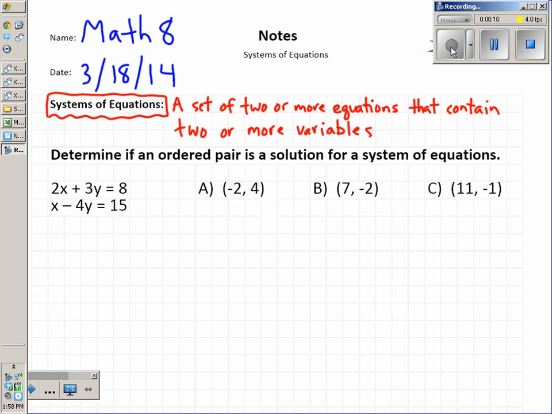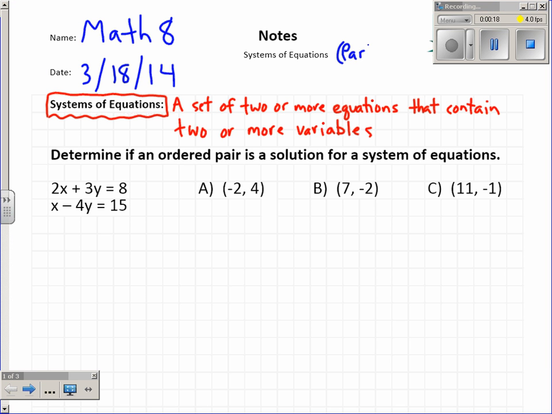This will be page 44 of your notes, and it's going to be titled Systems of Equations, and this is actually going to be part one. We're going to do part two for notes tomorrow. So what we want to do is begin with what is systems of equations, and that is a set of two or more equations that contain two or more variables. And we have an example of a system of equations right here. Here you have one equation that has two variables, and you have another equation that has two or more variables.